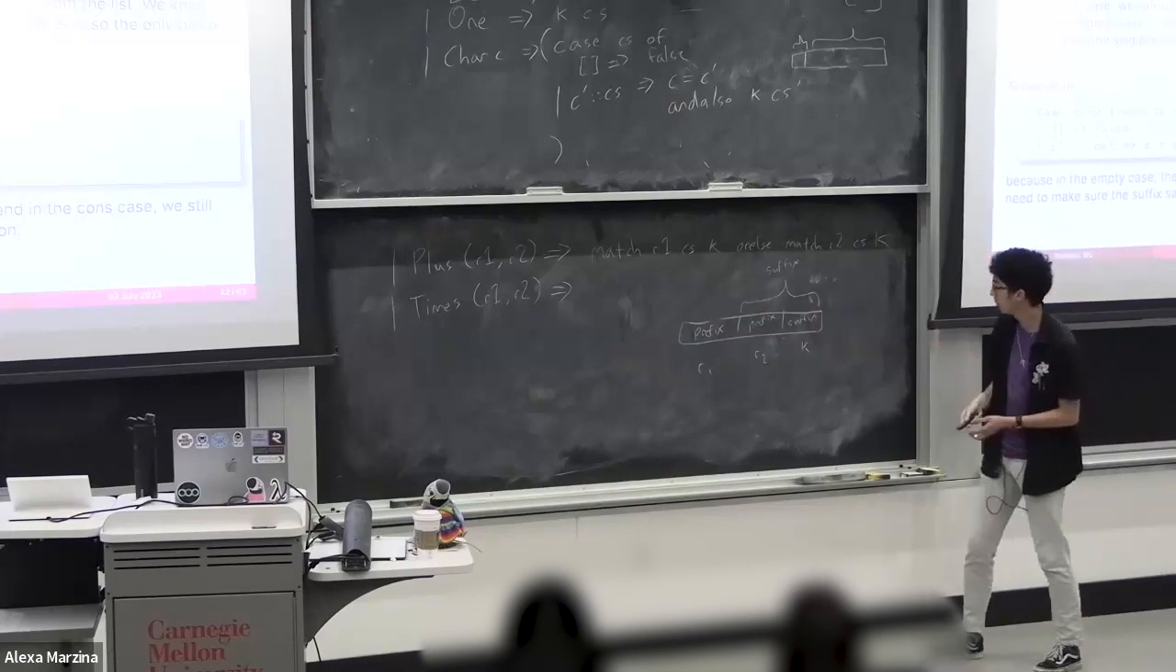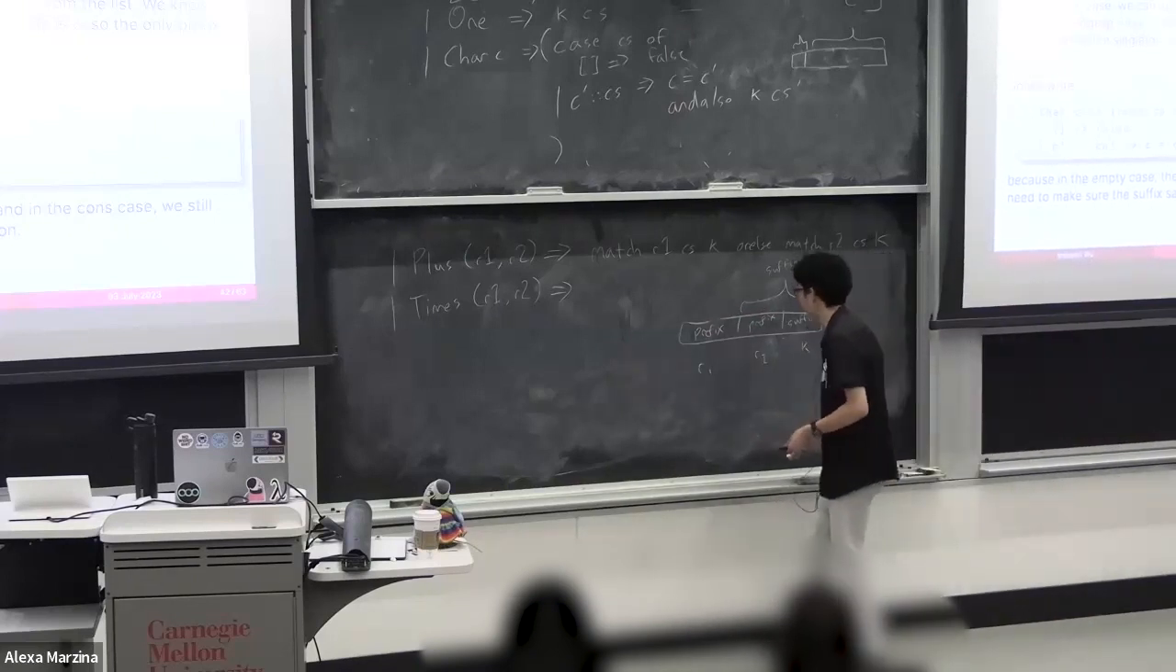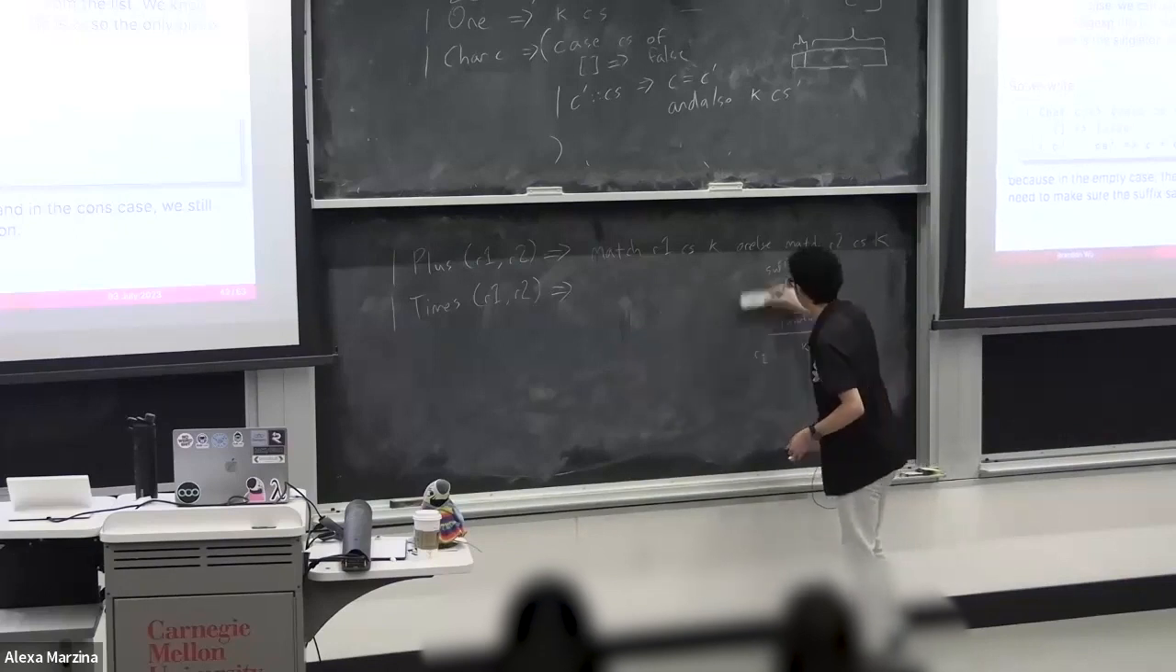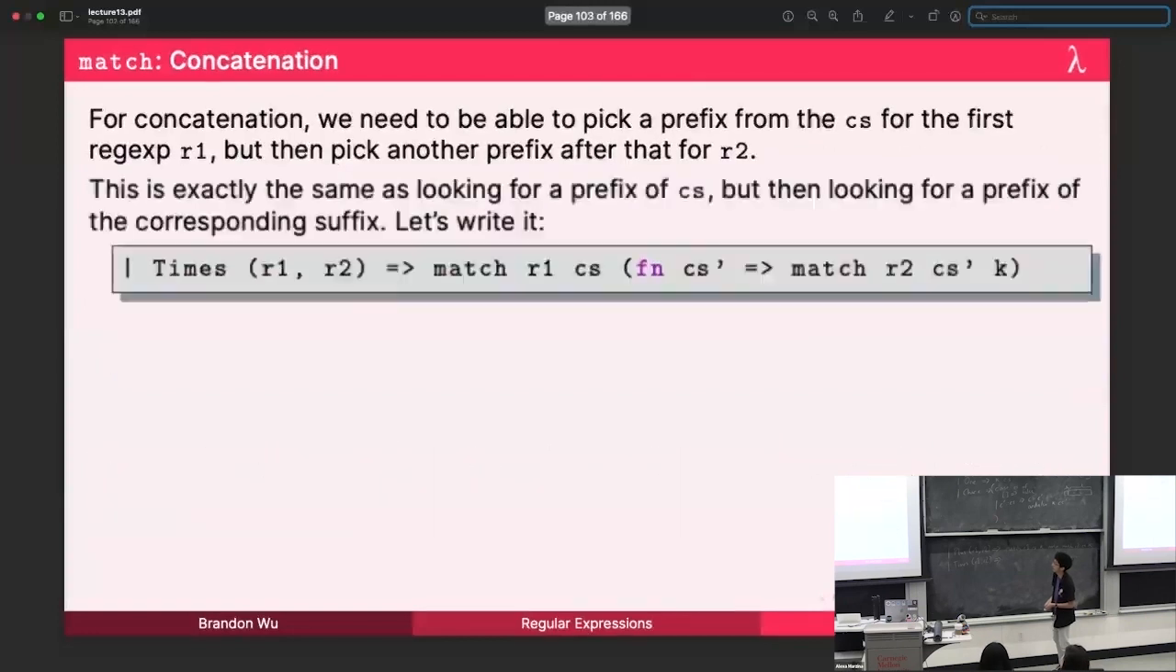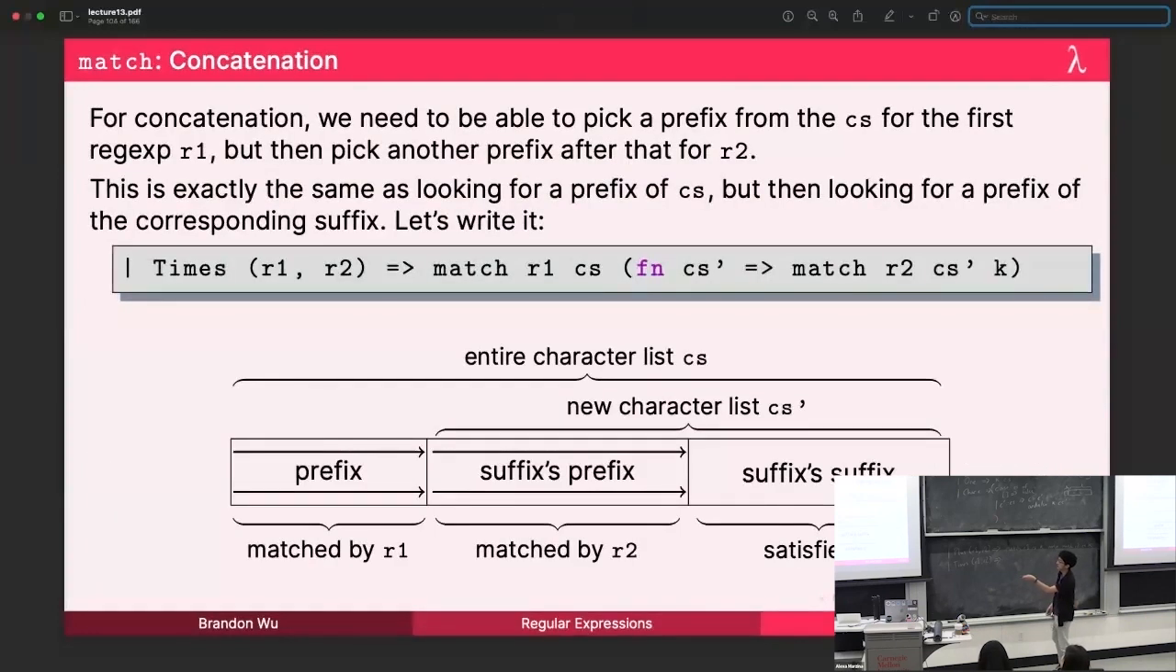Okay? So what we're going to do is we're going to make use of that continuation that we packed along for the ride. And I'm going to actually give you the picture so you can look at it while I'm drawing this out. Okay? But this is the idea. Okay? Matched by R1, and this is expanding. But this one also is expanding, matched by R2. And then we get the suffix to suffix, which needs to satisfy K.